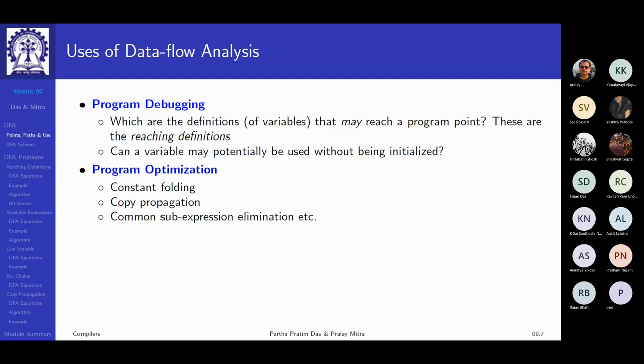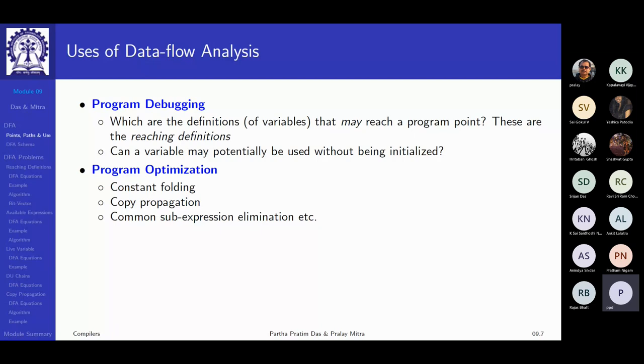If there is a point in the program where a variable is being used, and there is a potential that from the beginning of the program up to that use of the variable, there exists a path where it may not have been defined, then we can say that it is potentially uninitialized. Right? So this kind of program debugging can be possible. Information can be generated even statically from the data flow analysis at the compile time itself.